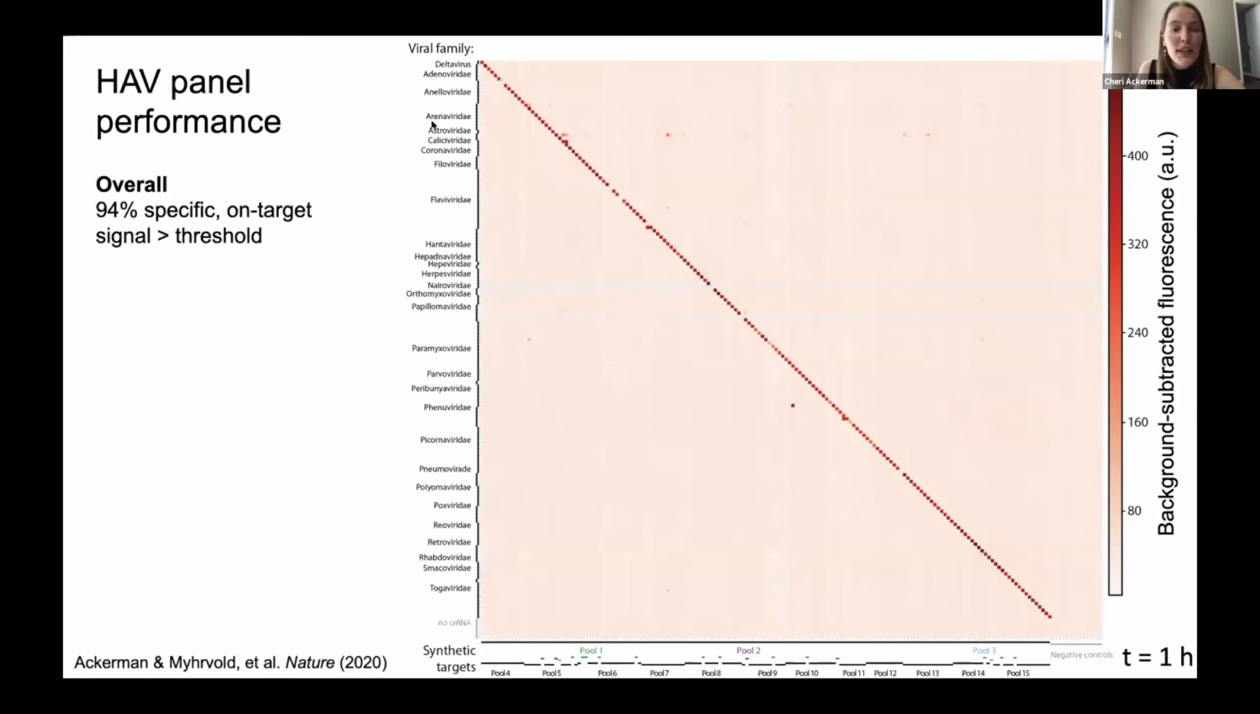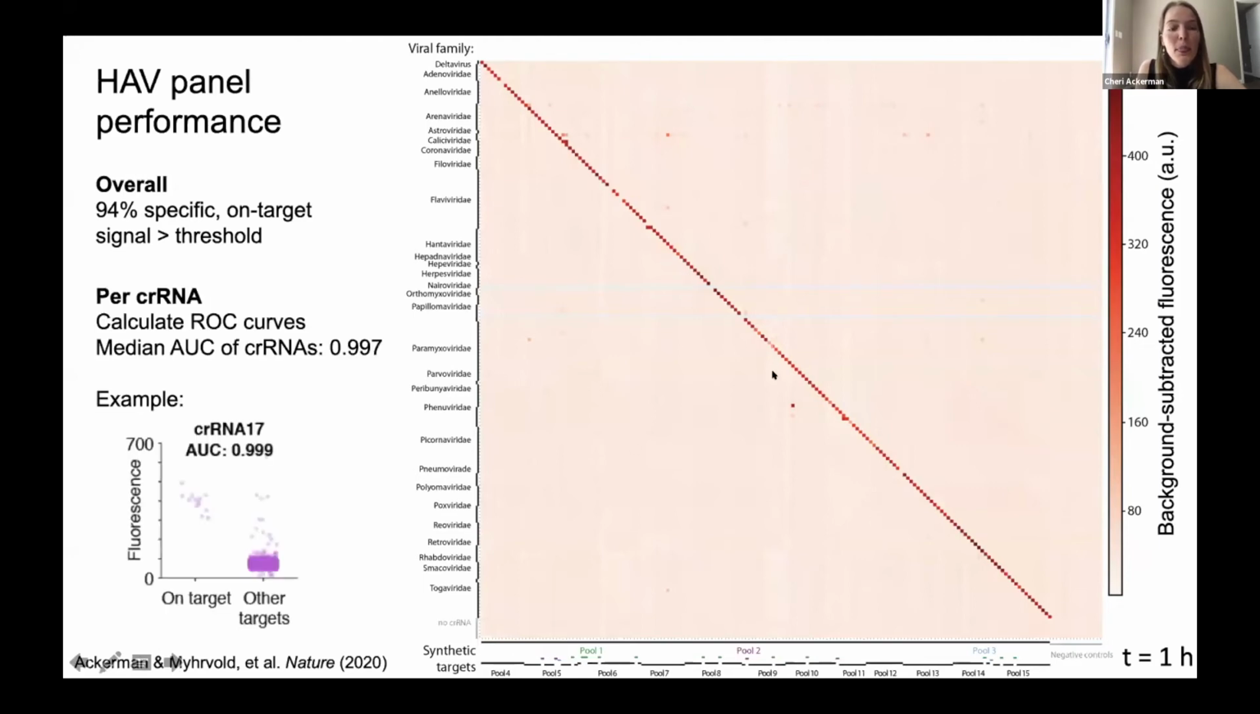So on the vertical axis, you can see all of the different CRISPR RNAs, and we haven't labeled them all because that would be really hard to read, but you can see the viral families for each of these CRISPR RNAs. And then on the horizontal axis are all of the synthetic targets that we used, which represent each of the human-associated viruses. And you can see that 94% of the time, the CRISPR RNA detects its intended target and nothing else. And that forms this line that you see on the heat map.